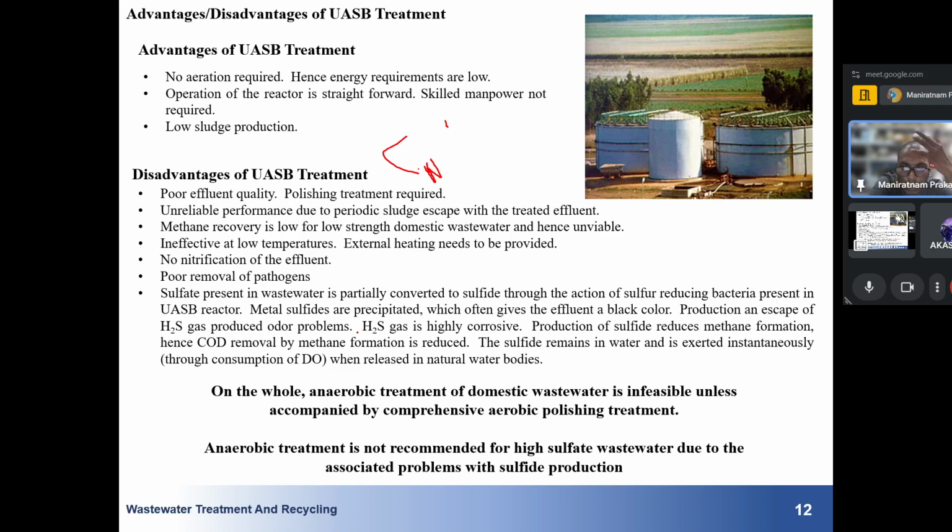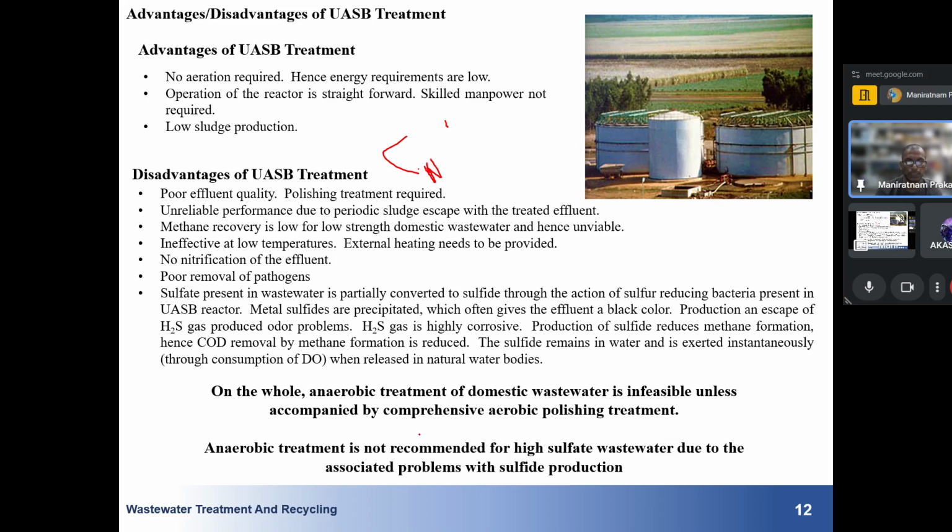So once this happens, this production of sulfide reduces the methane formation, hence COD removal by methane formation is reduced. So now imagine that instead of methane we have H2S, which is not useful, and this has a very bad smell, like a rotten smell. This sulfide remains in water, and it is exerted intensely when released in nature and water bodies. So there will be some problem if your wastewater has sulfate.